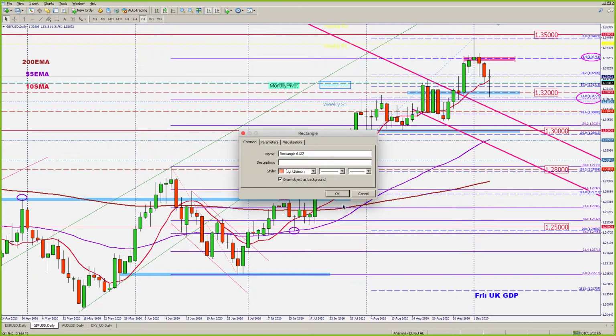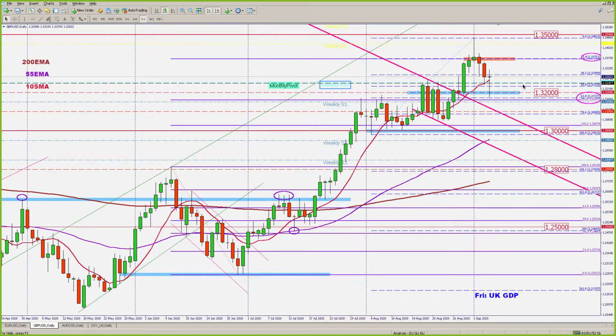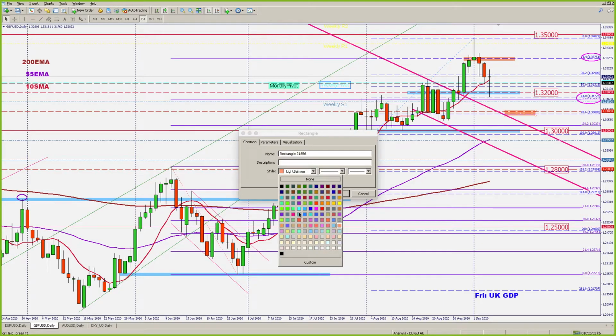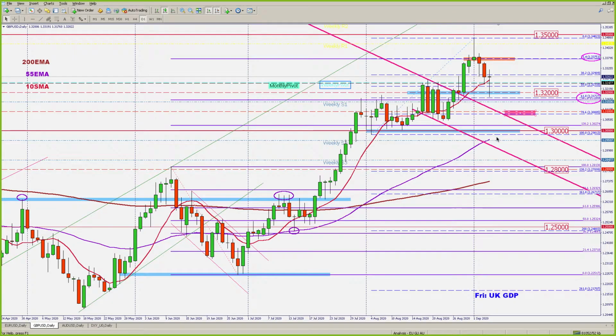This will be the resistance at 133.75. And if it does fall further, then there is the 131 and 78.6 fib retracement level. So this will be another key support zone if it does fall down lower. So that's the 131 level, and 70.6 is 130.89. So this will be a critical support.